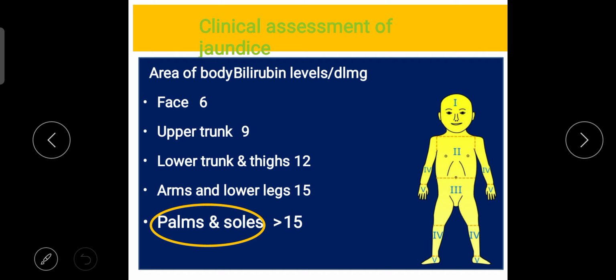Next is clinical assessment of jaundice. Area of body and bilirubin level in mg per dL: in the face 6, upper trunk 9, lower trunk and thigh 12, arms and lower legs 15, and palms and soles more than 15.